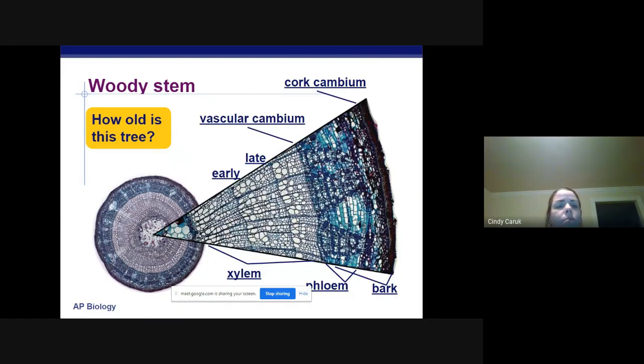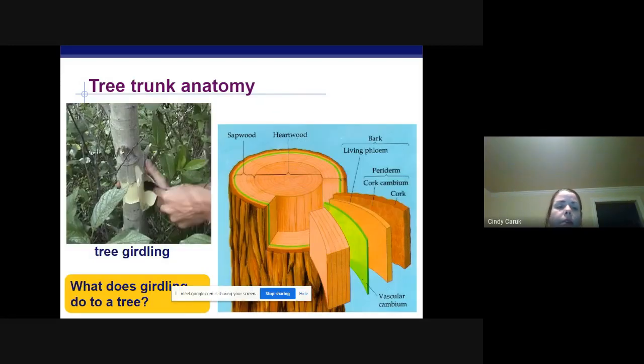And this tree, how old is it? Just count your rings, right? 1, 2, 3. 3 years old. And this is girdling a tree. That's where you remove that bark. So you're removing the cork cambium, the phloem, the vascular cambium, and that's going to kill it.